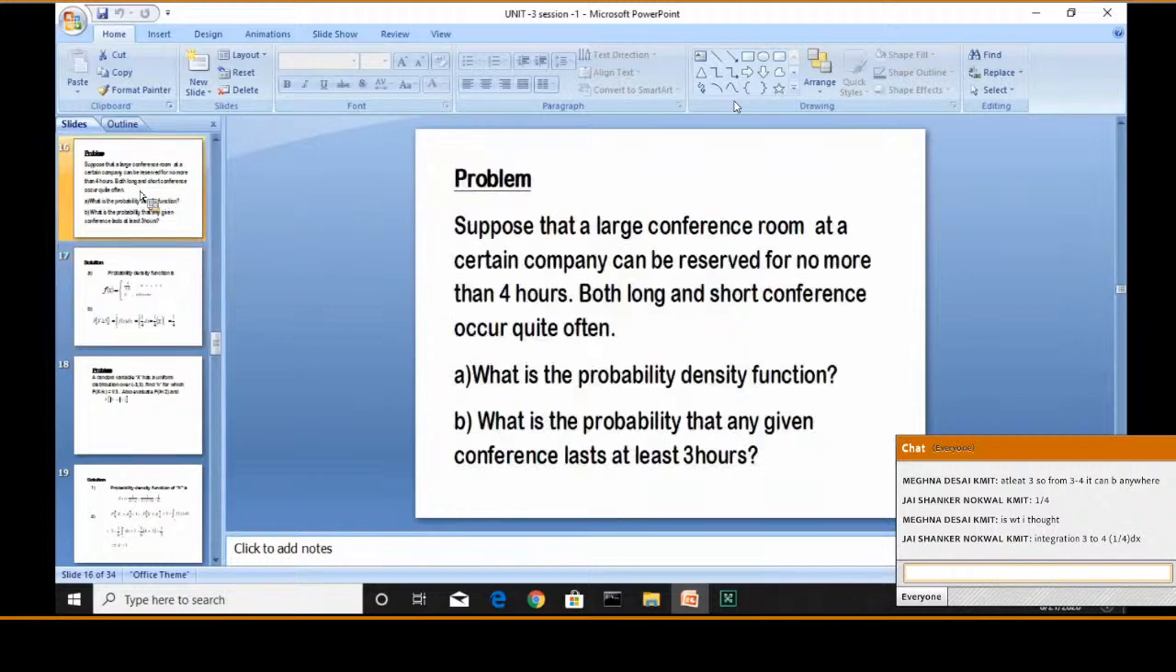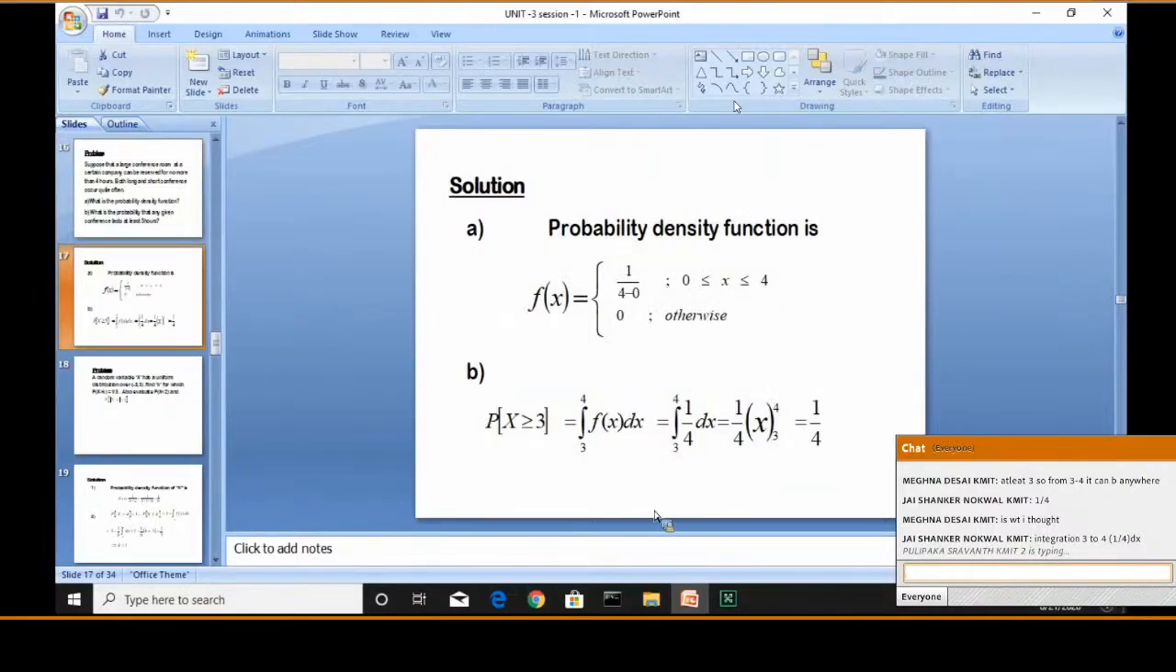And the problem they are asking is, what is the probability that any given conference lasts at least 3 hours? At least 3. Minimum is 3. It can be more than that. How much can it go? We only have up to 4 hours.